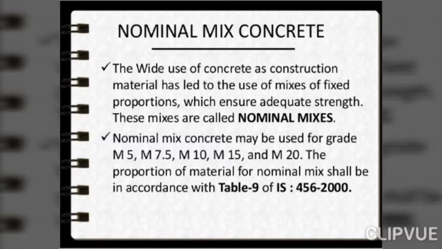Nominal mix concrete. The wide use of concrete as construction material has led to the use of mixes of fixed proportions which ensure adequate strength. These mixes are called nominal mixes. The nominal mix concrete may be used for grades like M5, M7.5, M10, M15 and M20. The proportion of material for nominal mix shall be in accordance with Table 9 of IS 456-2000.